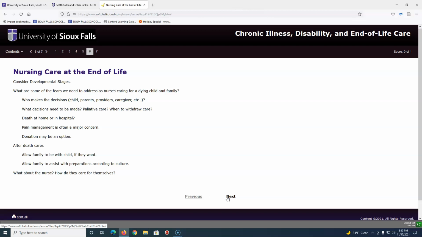Just see what they want. See if there are any special preparations we have to make according to culture. Are there any special outfits or clothes that they need to wear? Do they need to be facing a certain way? Are there any religious items that they want to have? So all those types of things.